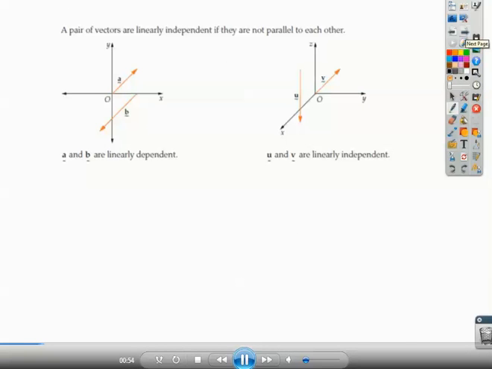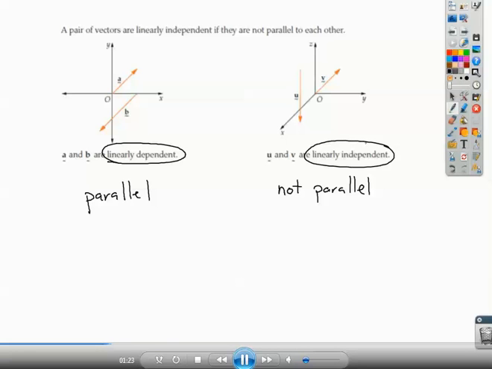Here's two vectors in 2 dimensions. And you can see a pair of vectors are linearly independent if they're not parallel. So we look at the ones on the left hand side, and there's 2 vectors which are parallel. If they're parallel, then they're linearly dependent. One is a multiple of the other. If they're not parallel, then they're independent. So linearly independent.